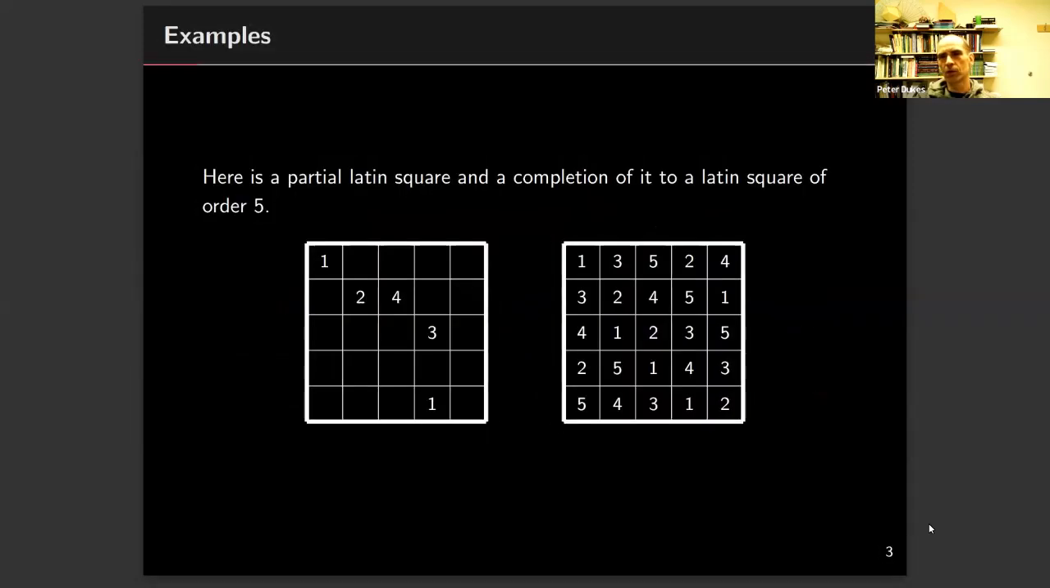And so here's an example of that kind of game in action. We have a partial Latin square of order 5 on the left, and then a completion of it over on the right. Can everybody hear me and see everything okay? Is everything looking good? All right, awesome, thanks.